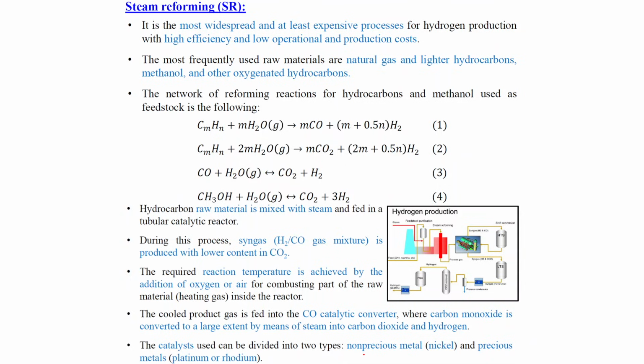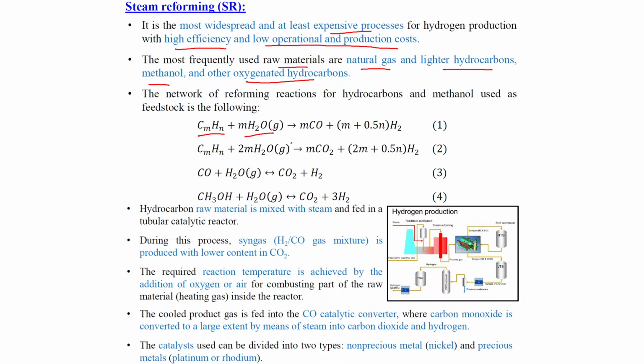Okay. So coming to what is steam reforming, it is the most widespread and least expensive process for hydrogen production, with high efficiency and low operational and production cost. The raw materials that we use here are natural gas, then lighter hydrocarbons such as methanol and other oxygenated hydrocarbons. So what happens in steam reforming? These hydrocarbons are fed into a reactor along with steam. As we can see in the reaction, this is the hydrocarbon and this is the steam, basically H2O.